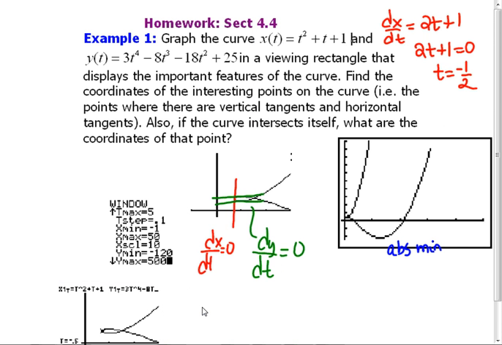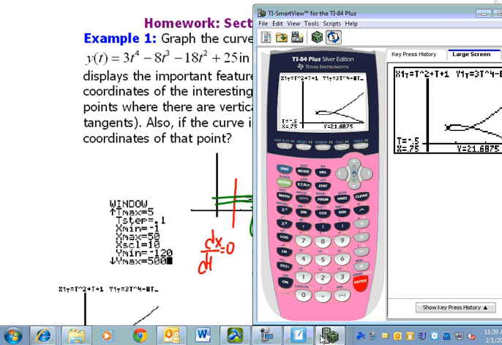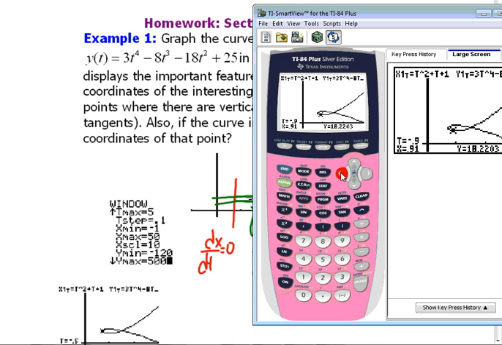Okay, what about where dy/dt is 0? That might be a little trickier because it's t to the 4th. So what you can do is just trace. If you're at 0.1, it's going to take a little bit. But if you trace and watch your direction, all you're going to do is estimate a little bit.